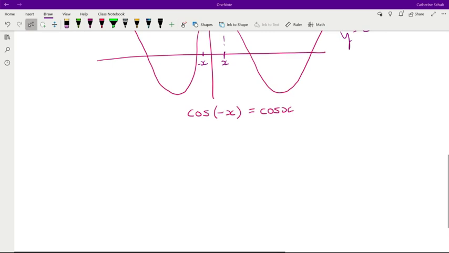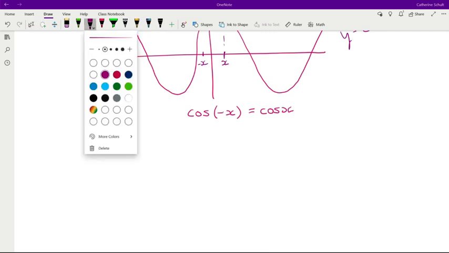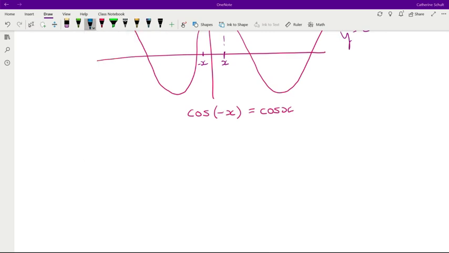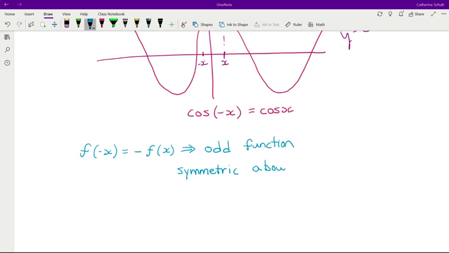Okay, the other type is an odd function. And it's an odd function if we plug in negative x and we get the opposite of our original function. And that's our odd function. And odd functions are symmetric about the origin. And really what that means, symmetric about the origin, is we have a reflection twice, across the y-axis and across the x-axis.